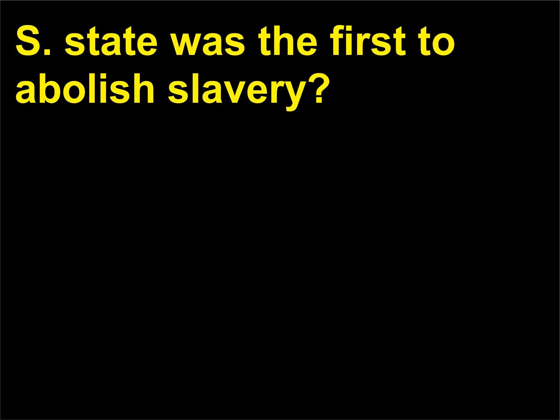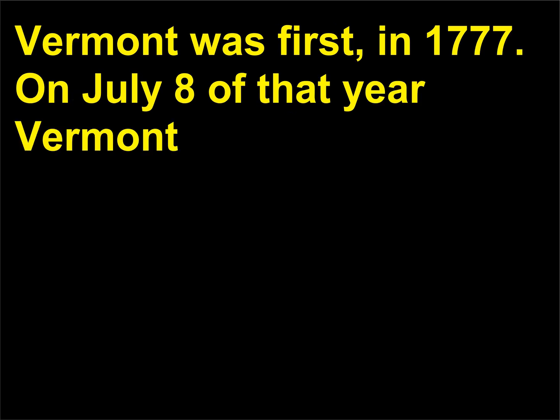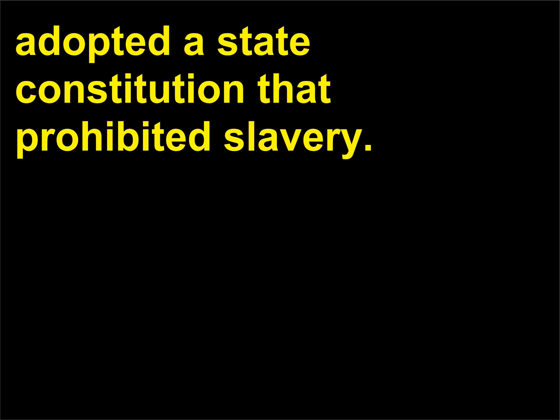Which U.S. state was the first to abolish slavery? Vermont was first, in 1777. On July 8 of that year Vermont adopted a state constitution that prohibited slavery.